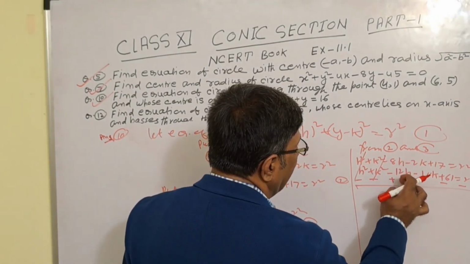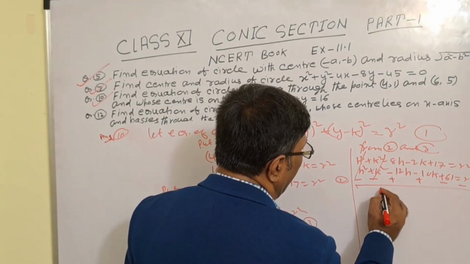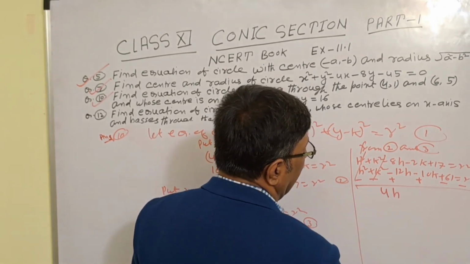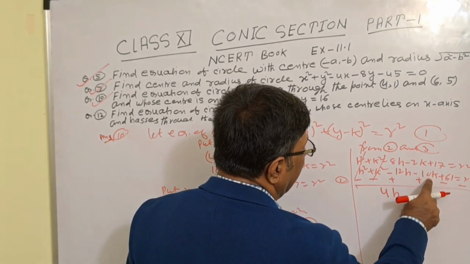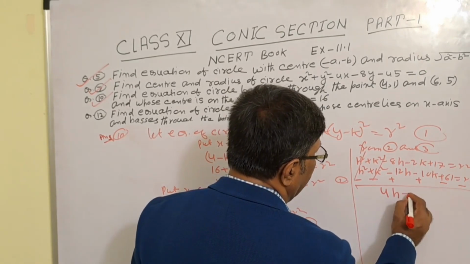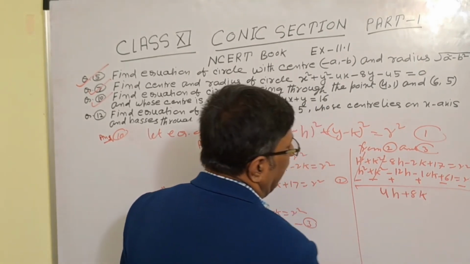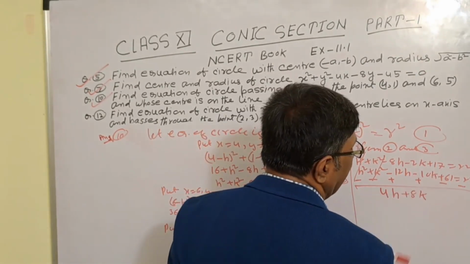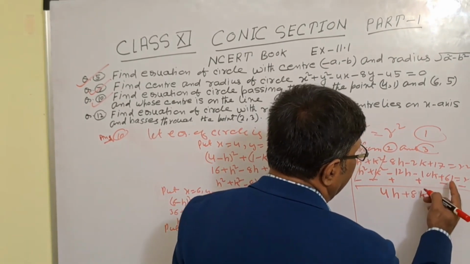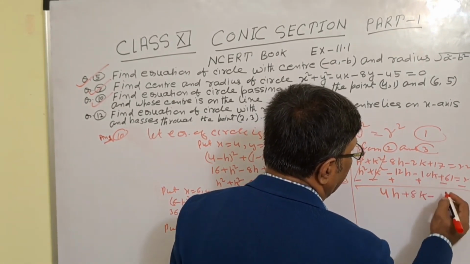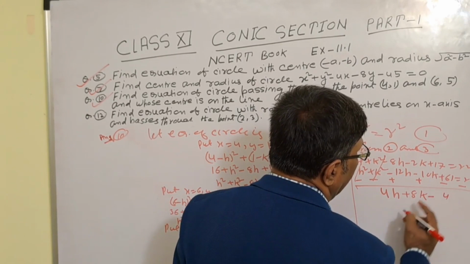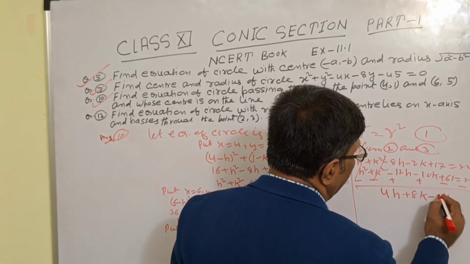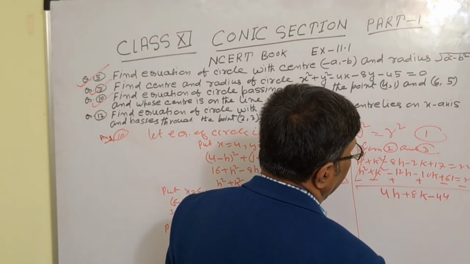Minus 8h plus 12h. So 12 minus 8, 4. You will get 4h. Here minus 2k plus 10k. So 10 minus 2, 8. So this is what? 8k. Here plus 17 minus 16. So this is minus 61 minus 70. So 11 minus 7, 4. This is 5. 5 minus 1, 4. So this is what? 44.